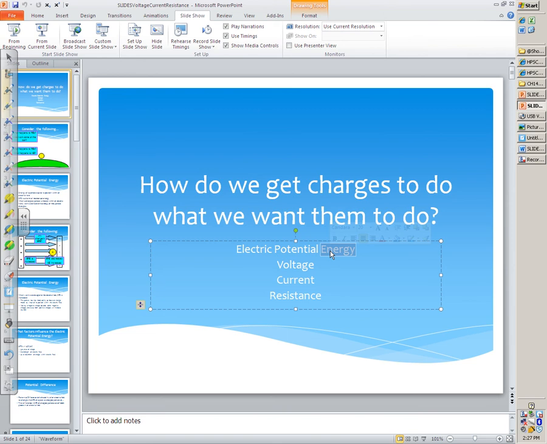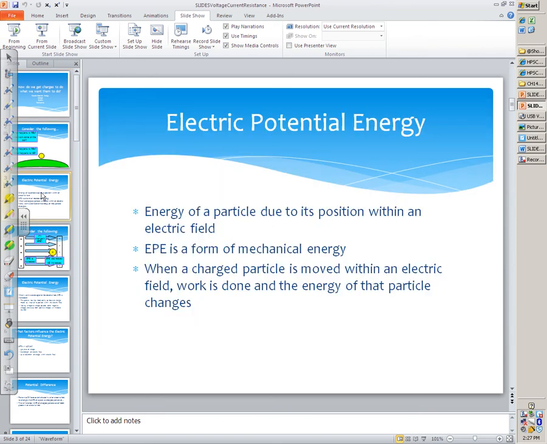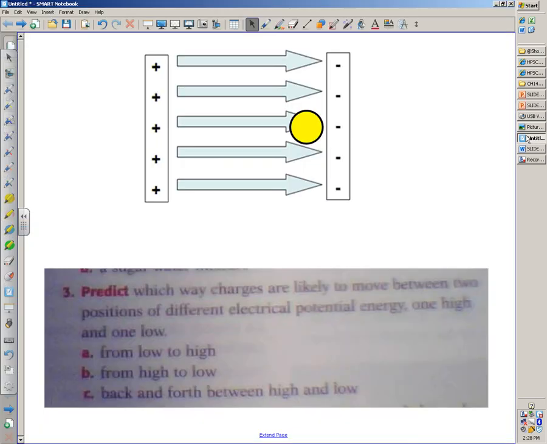Okay? So, the first topic that we introduced yesterday was electric potential energy. The fact that it is a kind of potential energy means what? What is it based on? Location. It's based on location, right? So, if we go to this picture here, this is a picture that is similar to the one that's in your outline. First, big positive charge over here on the left, big negative charge over here on the right.